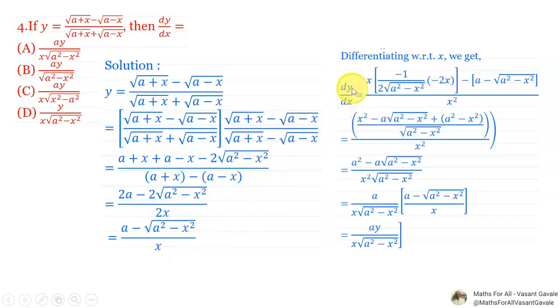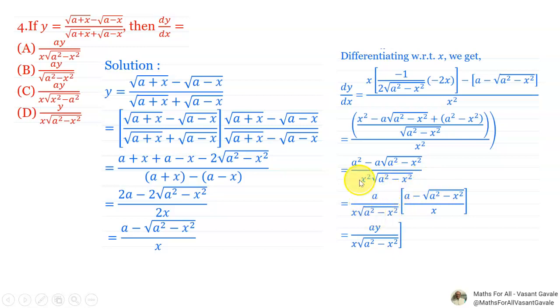Now differentiate this with respect to x by using the quotient rule: v into derivative of u minus u into derivative of v upon v square. Find the derivative accordingly. Therefore you will get dy by dx is equal to a square minus a root of a square minus x square upon x square into root of a square minus x square.